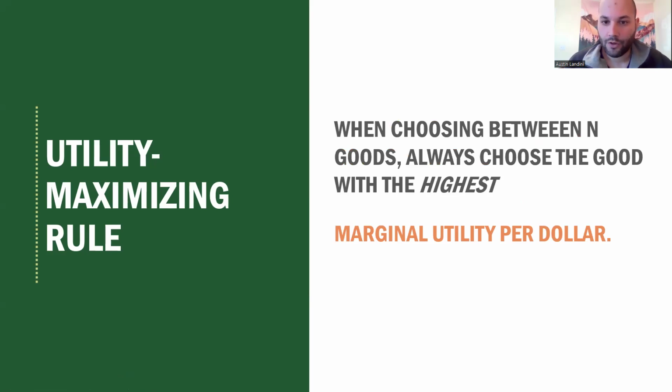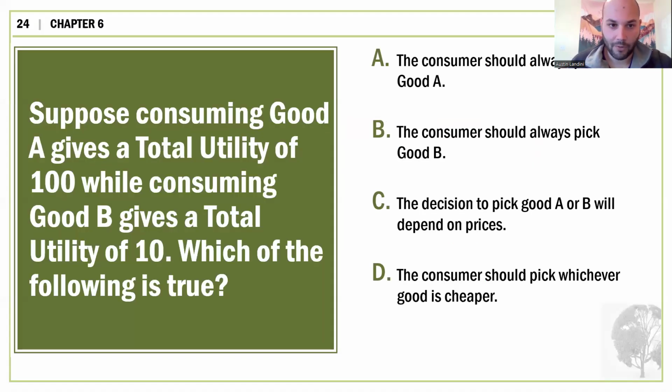So the consumer always chooses the good with the highest marginal utility per dollar. All right, so suppose consuming good A gives a total utility of 100, while consuming good B gives a total utility of 10. Which of the following is true? The consumer should always pick good A. Well, we're not sure. We need to know what the price is.